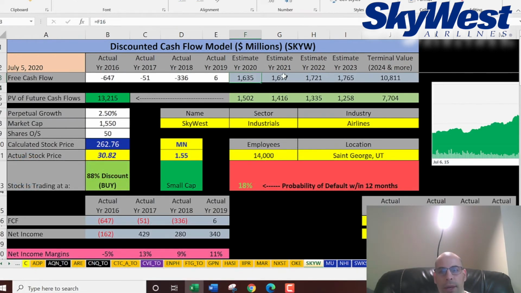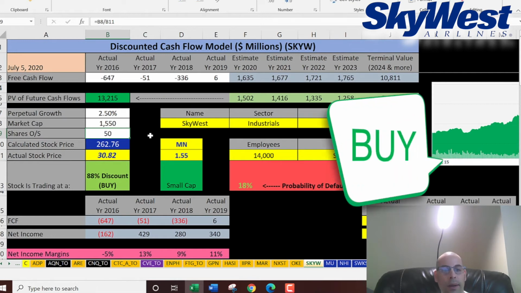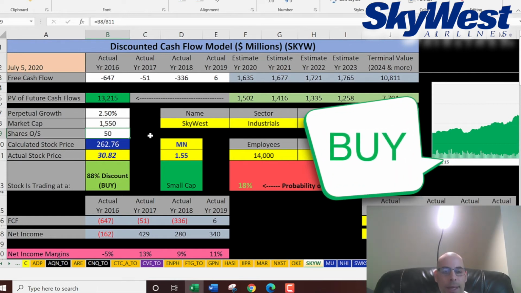So I estimated 4 years of future free cash flows, and this is an estimation based off of prior years. I also estimated a future terminal value, which is all years past year 4. We discounted those numbers back to today's value, and we get a value for the whole company of $13.2 billion. We divide that by 50 million shares, and we get an intrinsic stock price of $263. It's trading at $31, so it's trading at an 88% discount, so it's a buy according to the model.